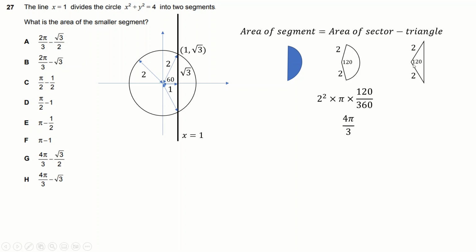This here is a half times 2 times 2 times sine 120. Sine of 120, if you draw the sine graph, must be the same as sine of 60. Yeah, because it's 30 degrees back from 90 and forward from 90. Sine is symmetrical around 90. So this must be root 3 over 2. These cancel, so you get 2 times root 3 over 2, which is of course root 3. So it's this minus this, which is this one here.